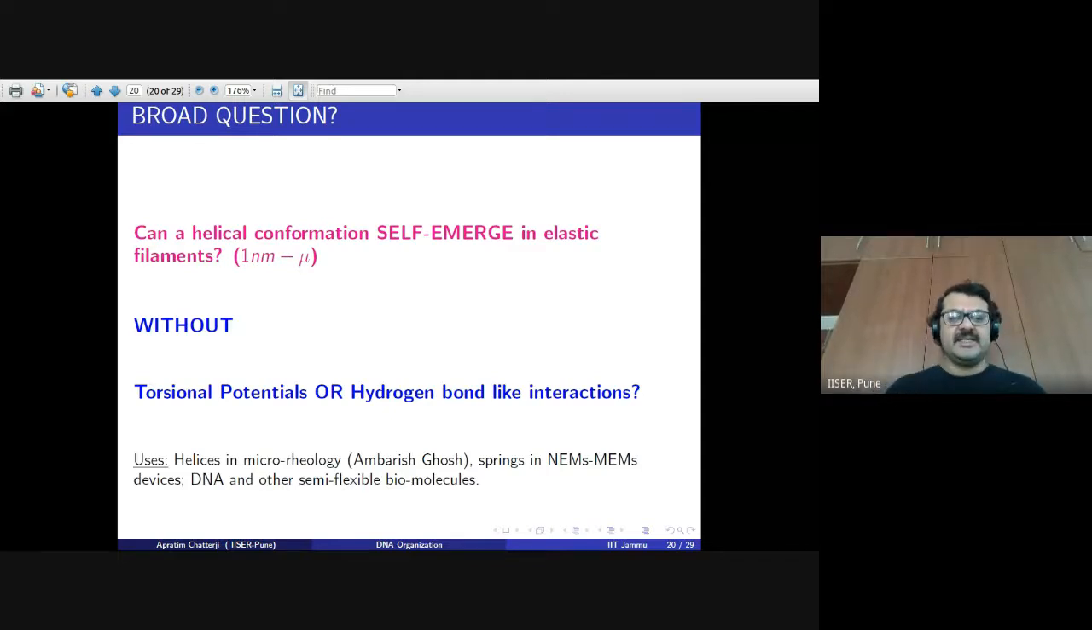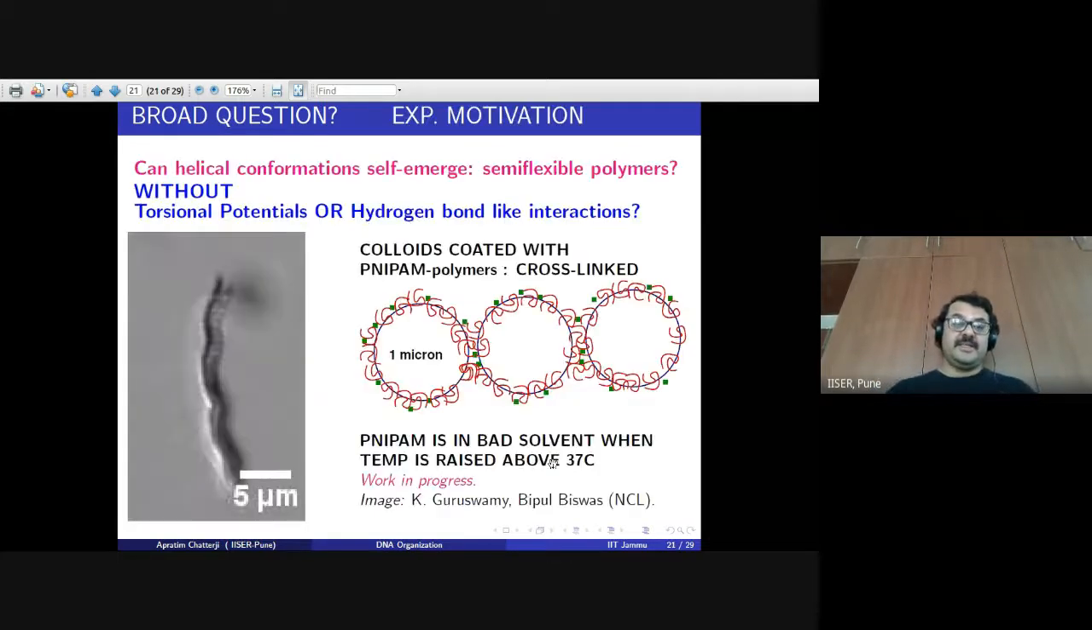And of course, helices are ubiquitous in nature, not only in DNA and proteins, but helices are also being used for microrheology and springs in NEMS and MEMS systems, and so on and so forth. So if we can figure out a way to get stable helices, it would be wonderful to design future springs at extremely small micro scales.